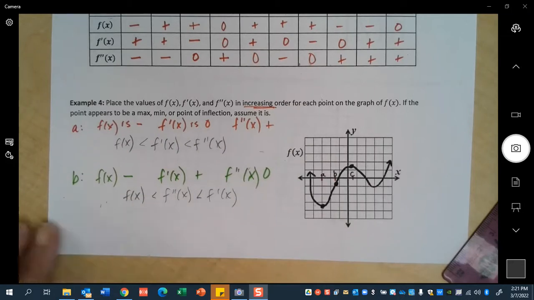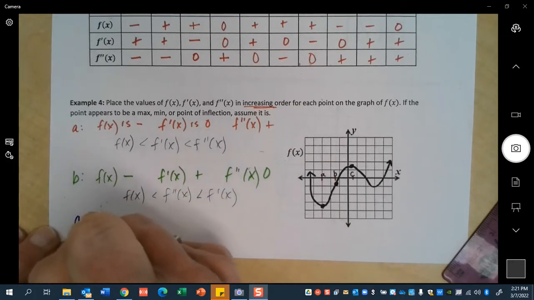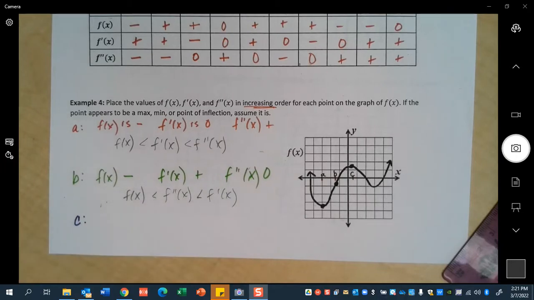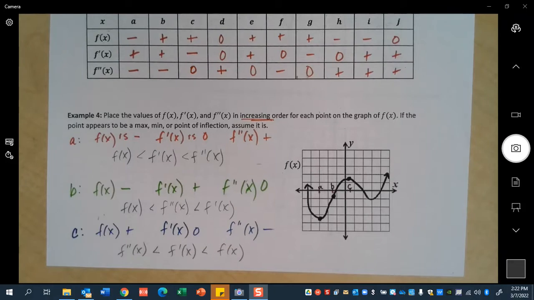Talk about C in your group. Go. How did we do? Did we match?